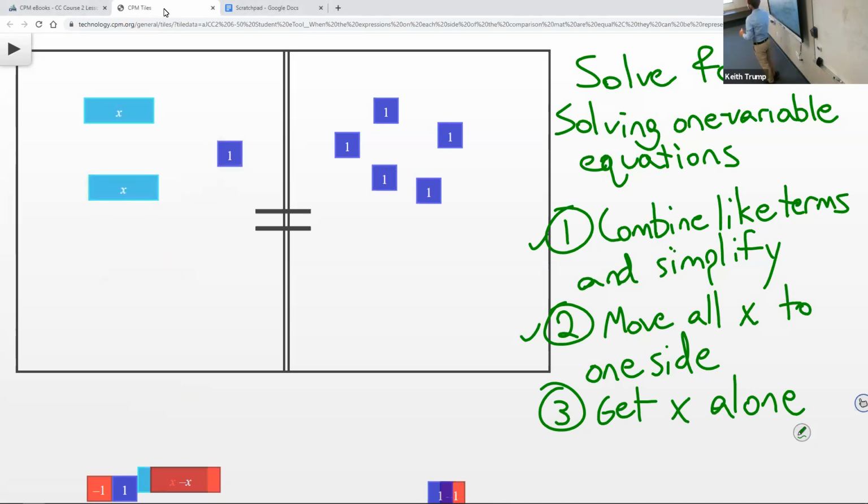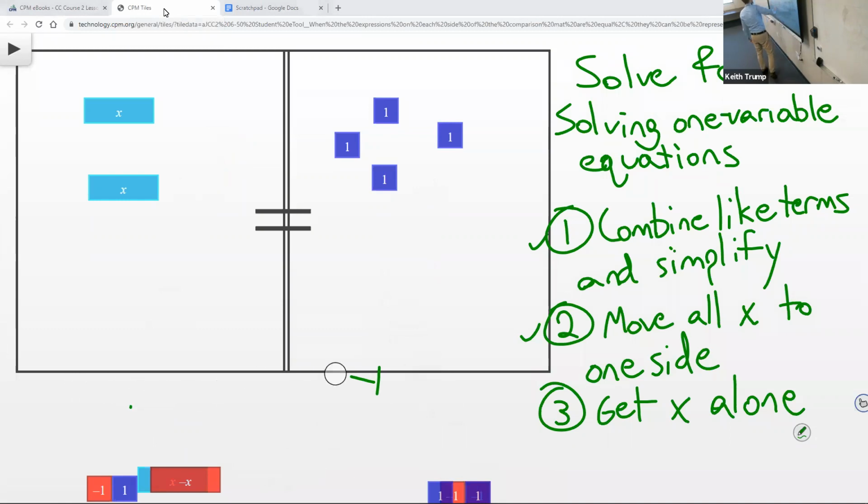Are the x's alone on this side? No. They still have a positive 1 on this side. I need to get rid of that. Now, I can get rid of that positive 1 by subtracting it, -1. But whatever I do to one side, I have to do to the other. So I'm also going to subtract 1 from the other side. So this is gone. And then on this side, I'm going to add a -1. When I add a -1, you can see that it cancels out with a positive 1. And it makes this equation even simpler.